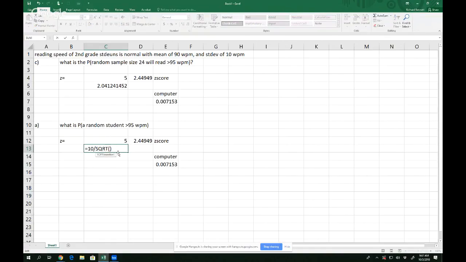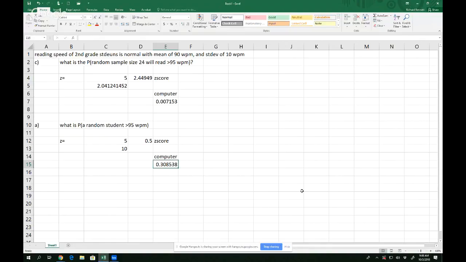Square root of 1, right? 1 student now. Everything else is the same. We went to a half a standard deviation, which is what it looks like here. And that's going to be 30%. It's almost 31%. Is that unusual for a student to read 95 words per minute? No, it's going to happen about 30% of the time.